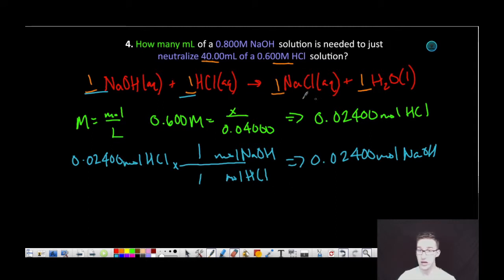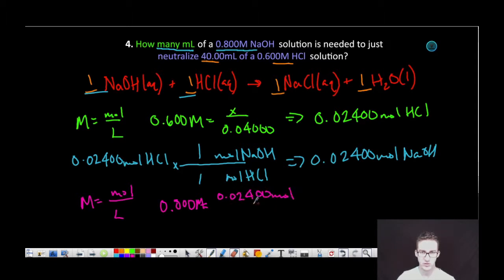And we've had a lot of fun, but we haven't really answered the question. We're trying to determine how many milliliters of 0.8 molar sodium hydroxide solution is needed. So we're going to come back to our molarity formula. We now know how many moles we need of the sodium hydroxide solution. All we need to do now is figure out what volume we need.